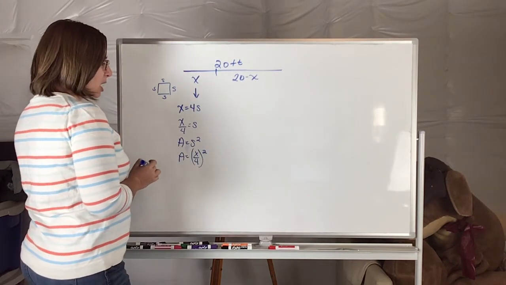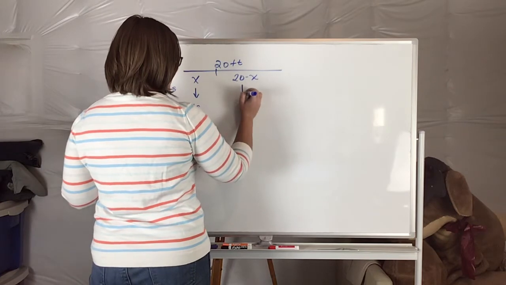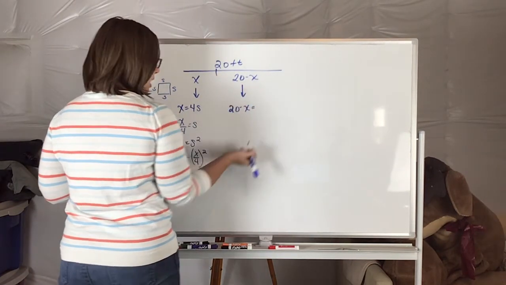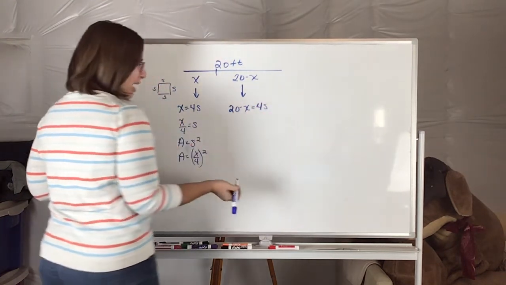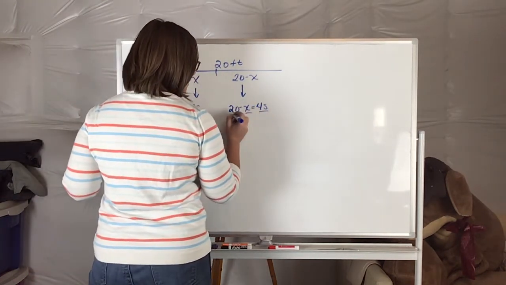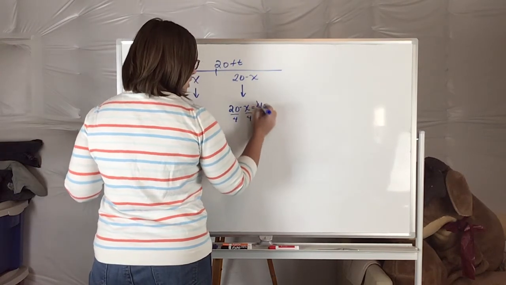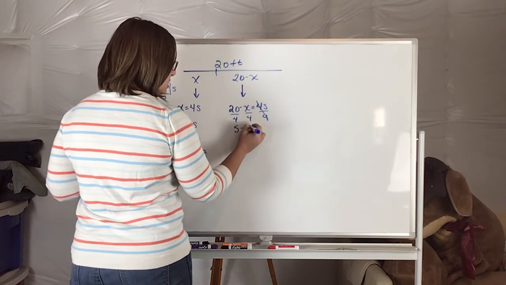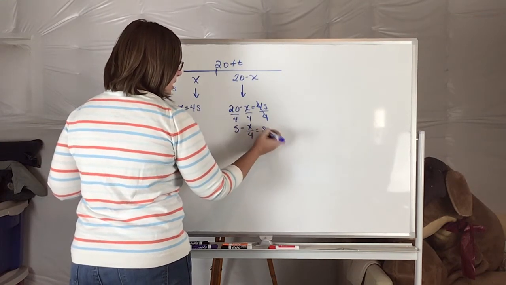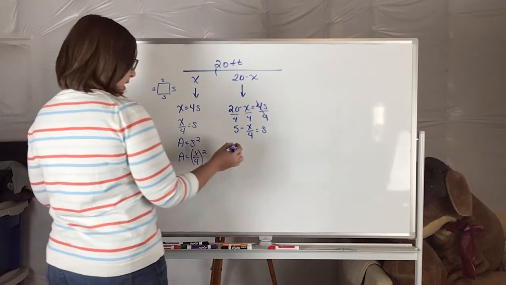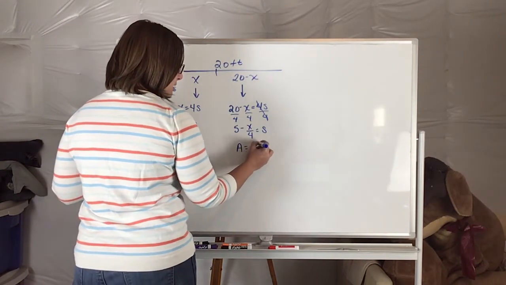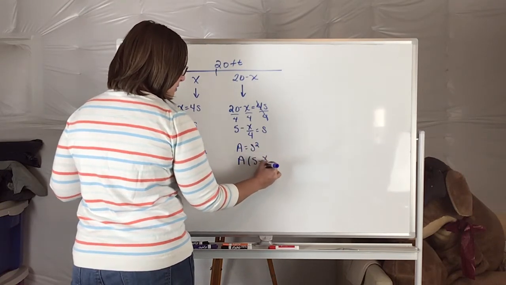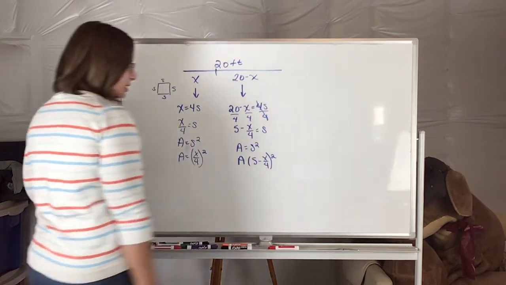Okay. On this piece, we're going to do something very similar. We know that the perimeter is 20 minus x, and we know that that has to equal 4s. To get s alone, we're going to divide everything by 4. So it cancels out on the right. 20 divided by 4 is 5, and we're just going to leave that as x over 4. And that equals our sides. Again, area of a square is side squared, so we can substitute in 5 minus x over 4 for sides.